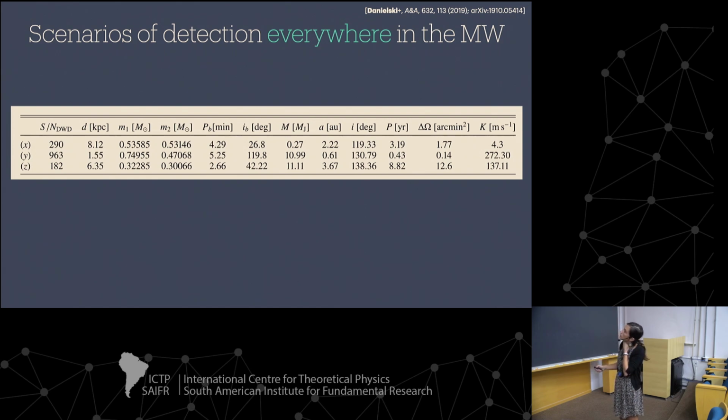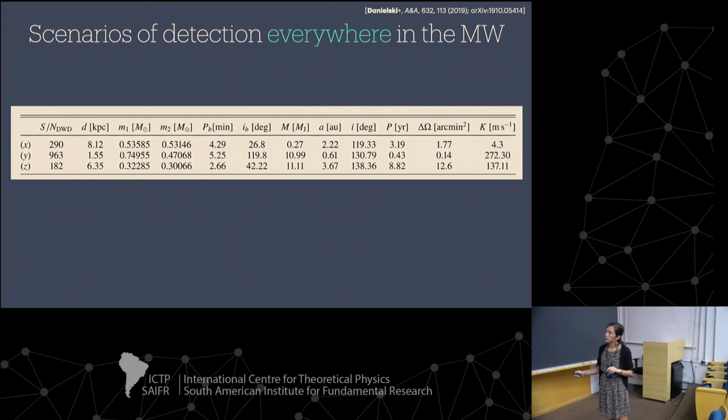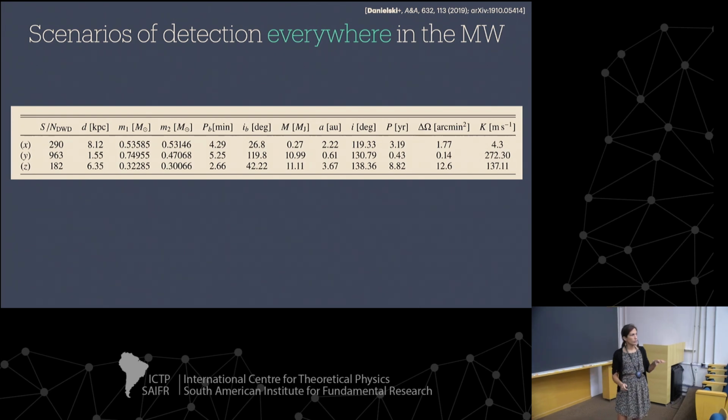Sorry, there was a reason why I included this. Inclination, mass, separation. I think it was because of the period. I just put something from the different scenarios that we had that was very interesting, because we were not expecting it.